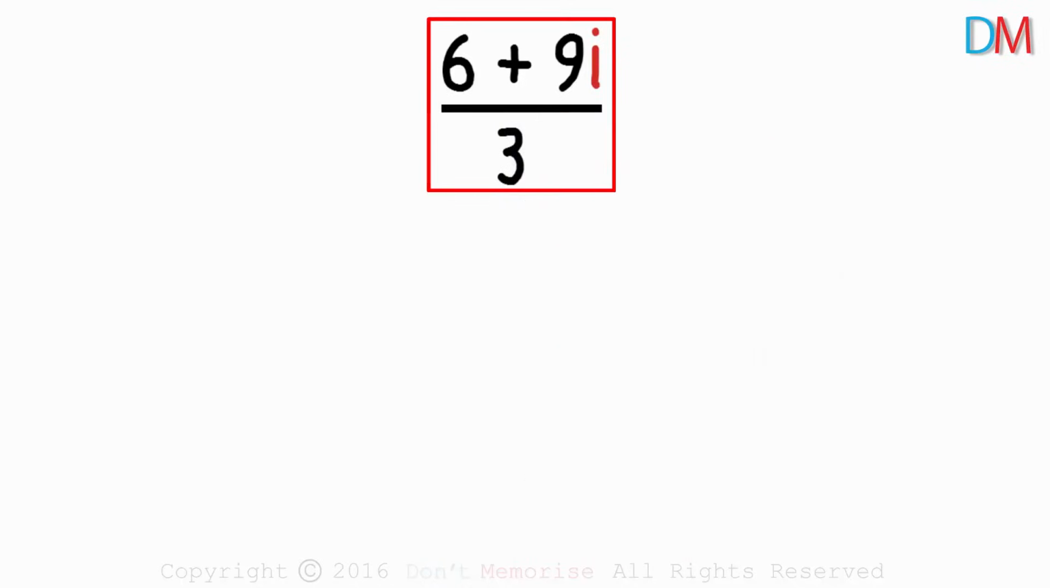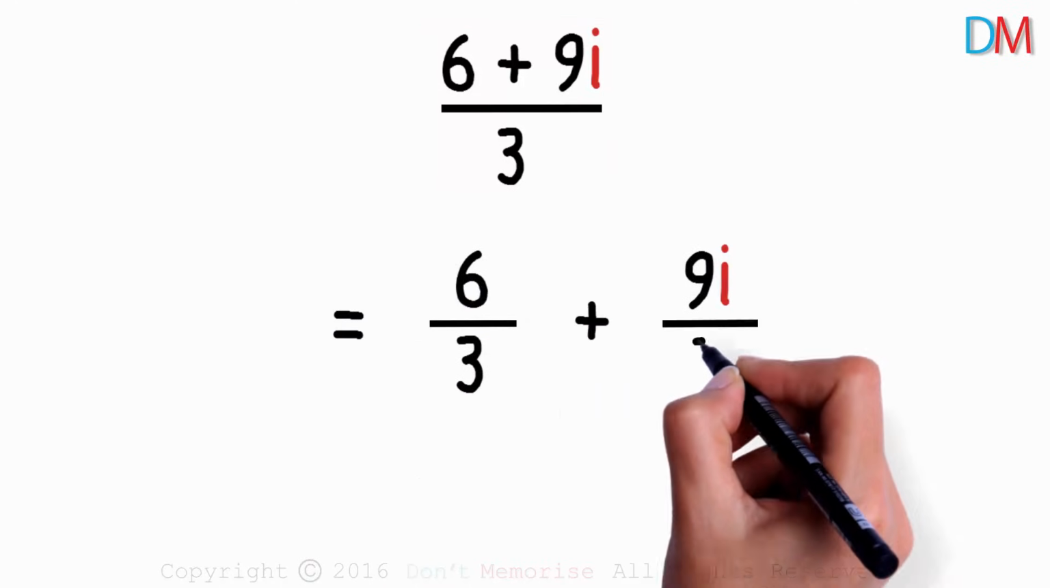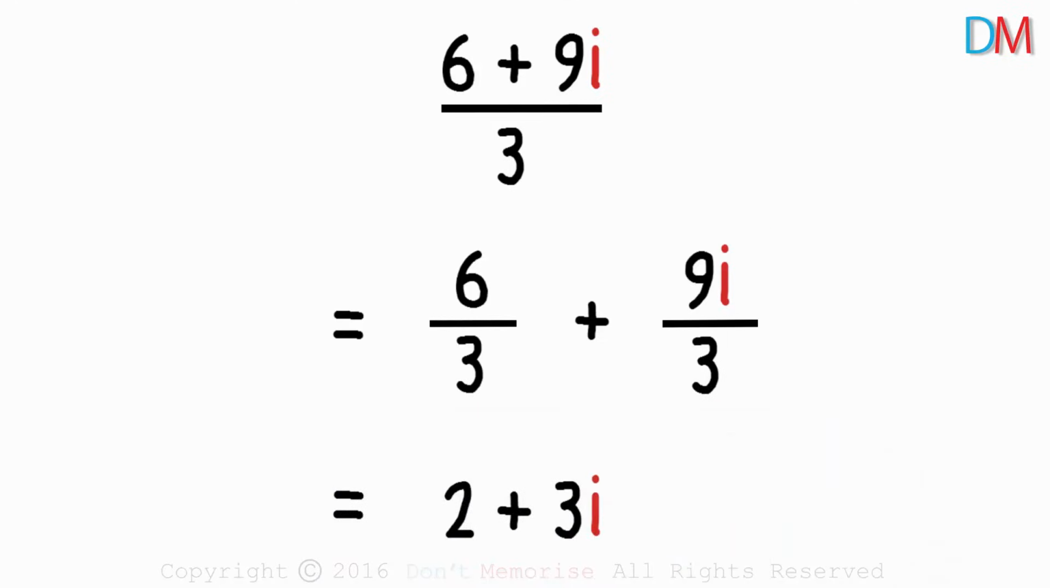This should be easy. We know that dividing a number by 3 is equivalent to multiplying by 1 over 3. Hence, dividing 6 plus 9i by 3 is equivalent to multiplying 6 plus 9i by 1 over 3. We get 6 over 3 plus 9i over 3. That will equal 2 plus 3i. So dividing a complex number by a real number is easy.